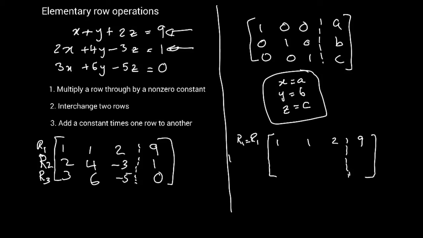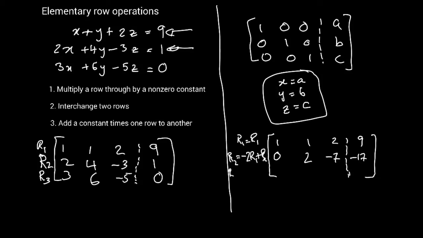What I'm going to do is I'm going to say that the new R2 is minus 2 times R1 plus R2 itself. So that would make this 0, and then minus 2 times this plus this is 2. And then minus 7 and minus 17. Okay, so that's that one.